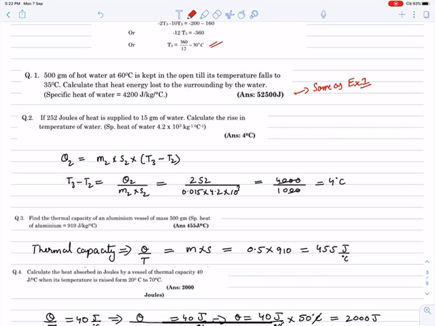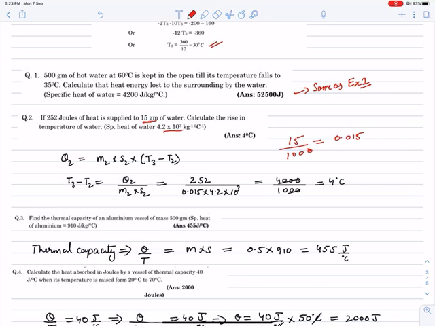I have converted. First I told you to convert the unit. This is not an SI unit. Convert it: 15 upon 1000, so you will get 0.015. S2 is given as 4.2 into 10 raised to power 3. Okay, so it is given, and you will get the temperature.